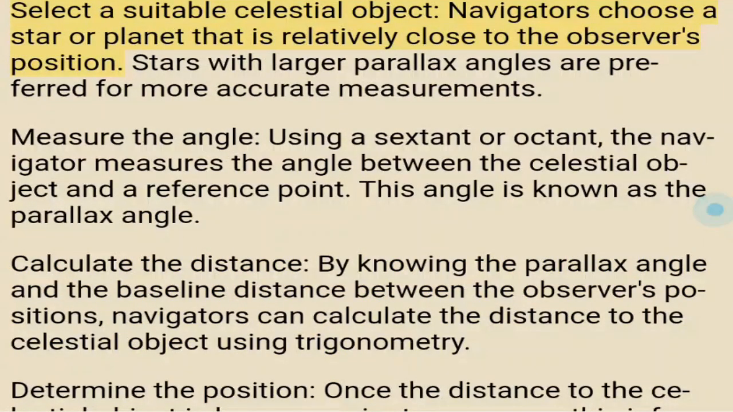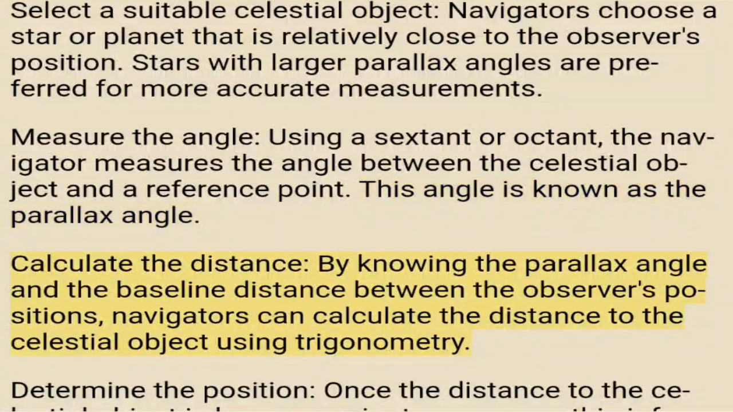Select a suitable celestial object. Navigators choose a star or planet that is relatively close to the observer's position. Stars with larger parallax angles are preferred for more accurate measurements. Measure the angle. Using a sextant or octant, the navigator measures the angle between the celestial object and a reference point. This angle is known as the parallax angle.